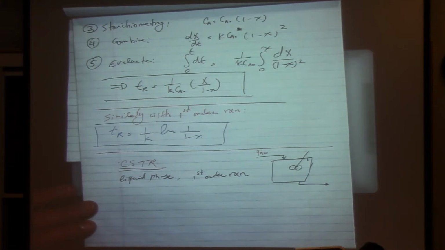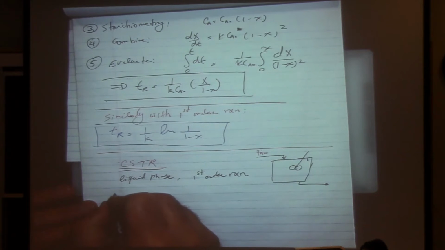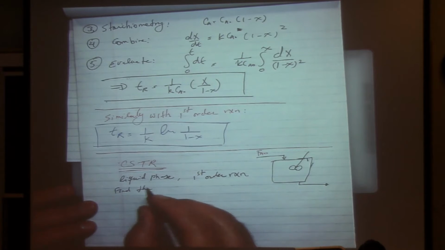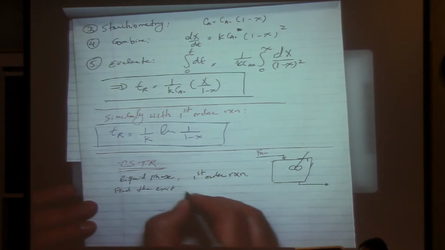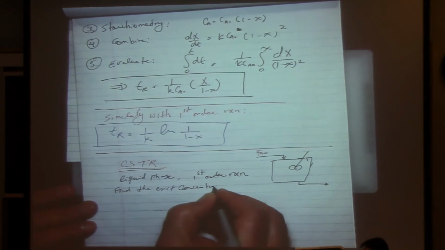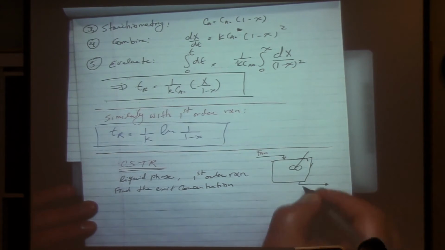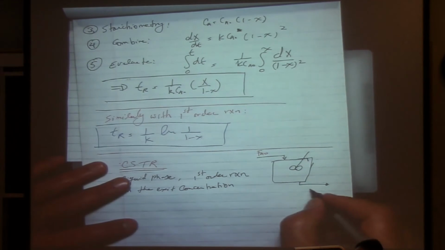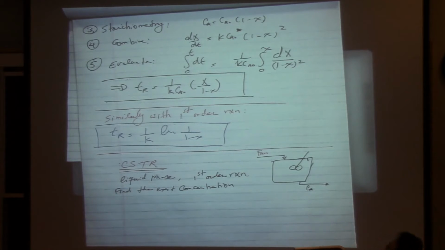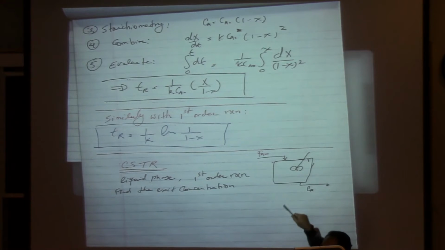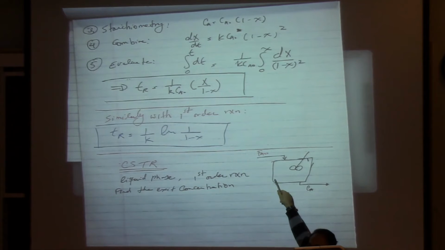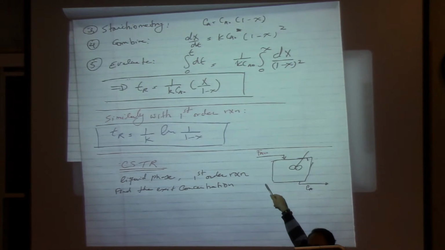And find the exit concentration for this reactor. So what would be the exit concentration for the reactor? It would be the same as the concentration in the reactor because it is a mixed reactor, correct?